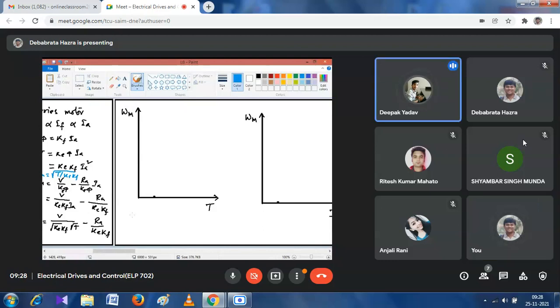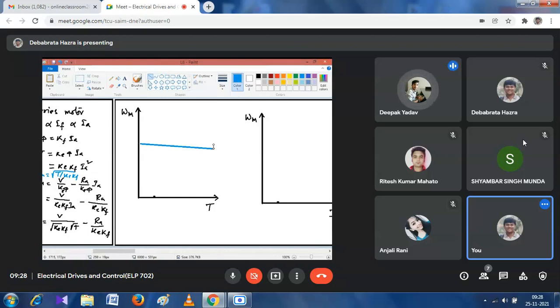If torque increases then speed decreases, so it will be like this. Deepak, is it like that? Yes, sir. And what is the nature for series motor?